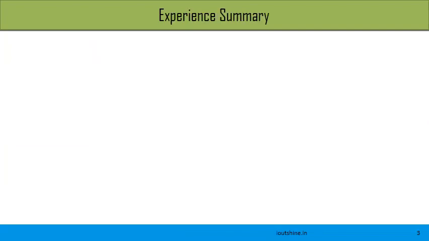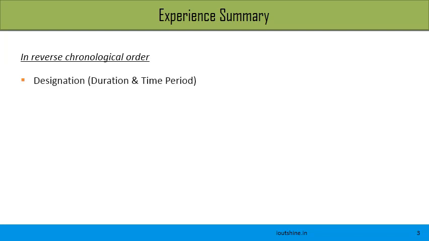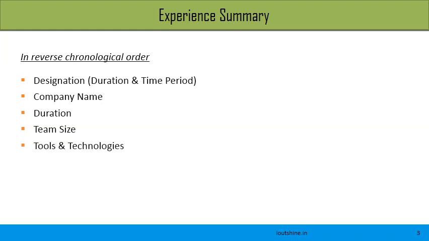The experience section should be built in reverse chronological order, that is, starting from your latest experience. It should have the following parameters: designation, duration and time period of that particular project, company name, team size, tools and technologies used for that project, responsibilities, and major achievements.